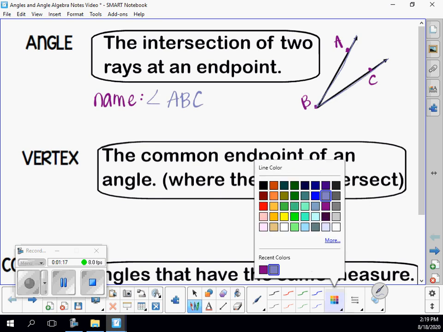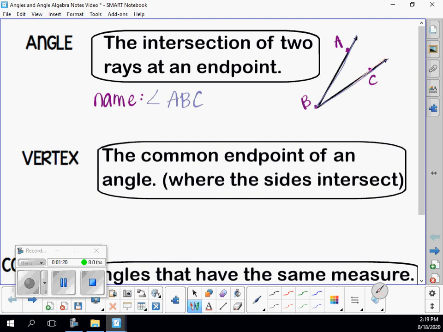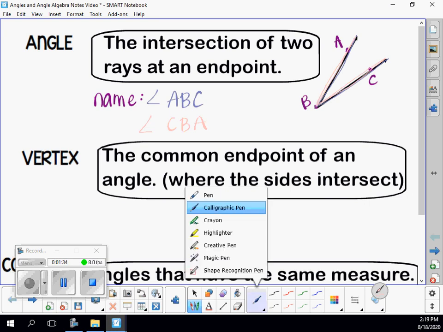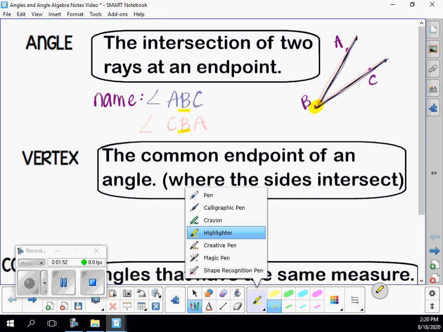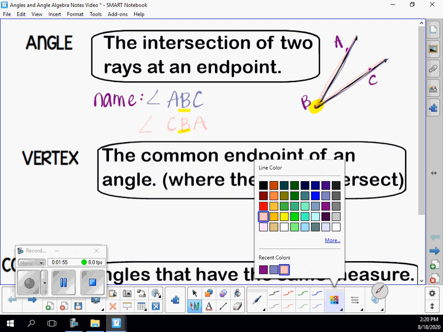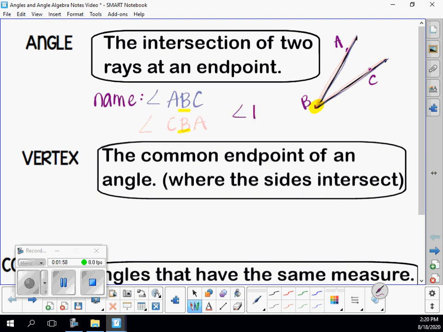Now you could reverse the order. So you could start at C, go to B, and then go to A to finish it. So I started at C, go down to B, and then up to A to finish it. And again, an angle symbol. Now you might notice that in both of those, the middle letter is B. Well, if we jump down, a vertex is the common endpoint of an angle. So where they intersect. The common endpoint. So the one that they both share. So B. And so B will be in the middle because it is the vertex, which lets us have one more way to name it, and that is just by the vertex.